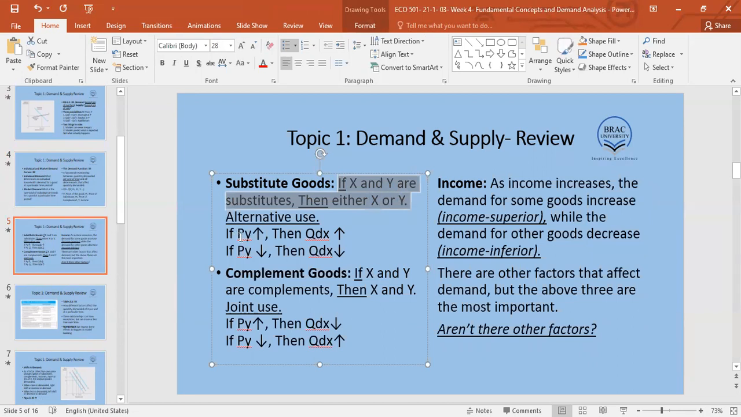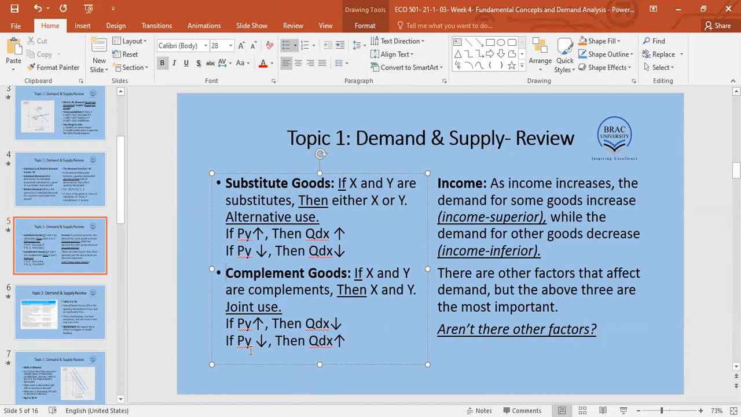So if the price of the alternative good increases, what happens? It makes our original good more attractive now, because the substitute has increased. So our demand for the original good will increase. The reverse will happen if the price of the alternate good falls, then it makes the original good less attractive. So our demand for the original good will fall.